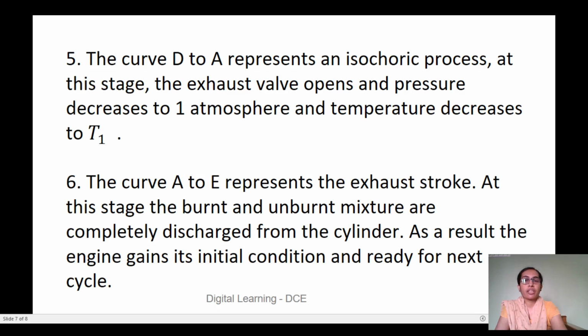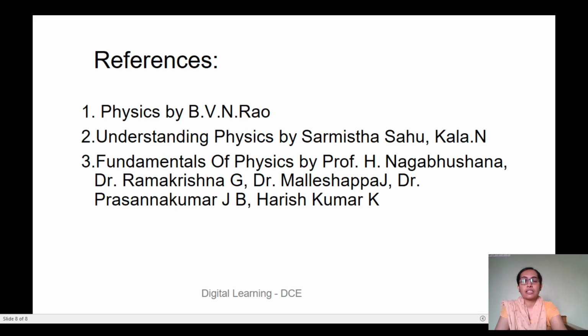Next, the curve A to E represents the exhaust stroke. At this stage, the burnt and unburnt mixture are completely discharged or thrown away from the cylinder. As a result, the engine regains its initial condition and is ready for the next cycle. So this is the Otto engine cycle.